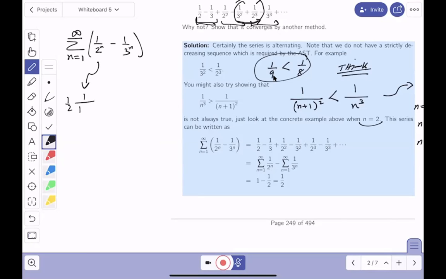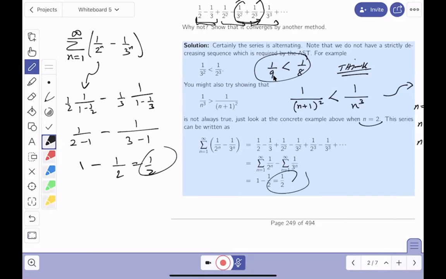1/2, 1 - 1. That's going to be 1 - 1/2, right? It's going to be -1/3. These are very simple geometrics, by the way. What do you get over here? 1, 2 - 1, -1, 3 - 1. This would give me 1 - 1/3 - 1 = 2. It's 1/2. That sums as 1/2.